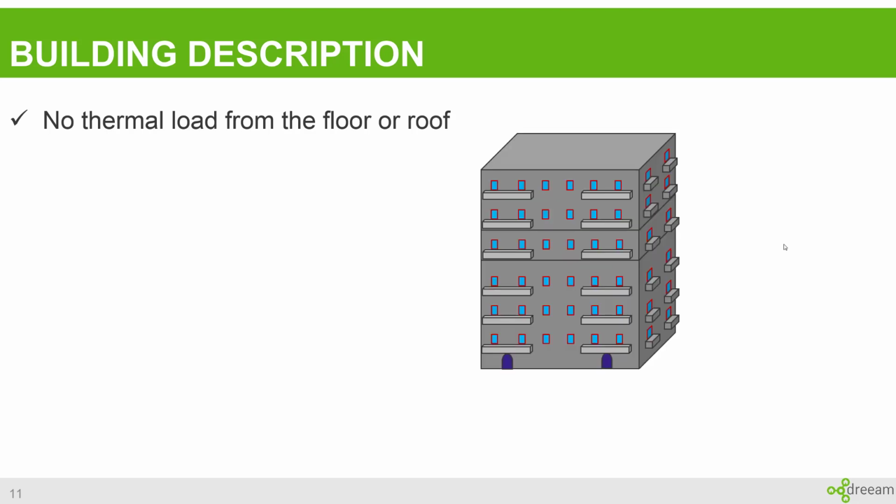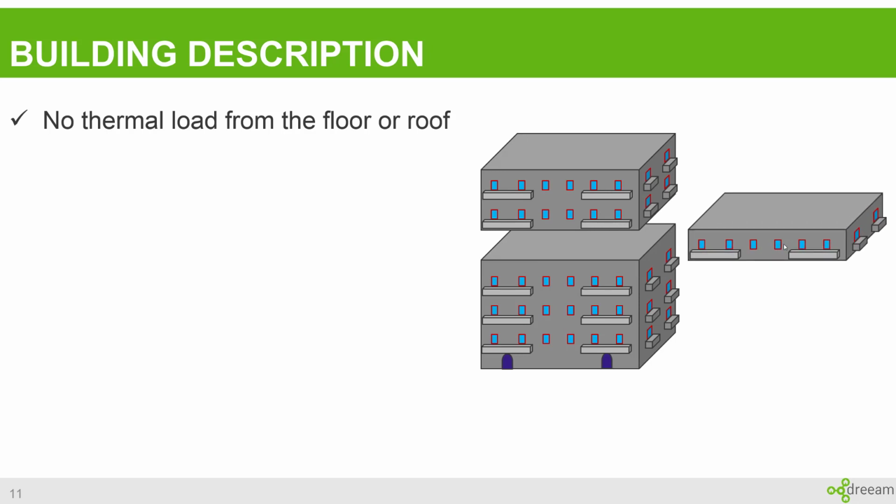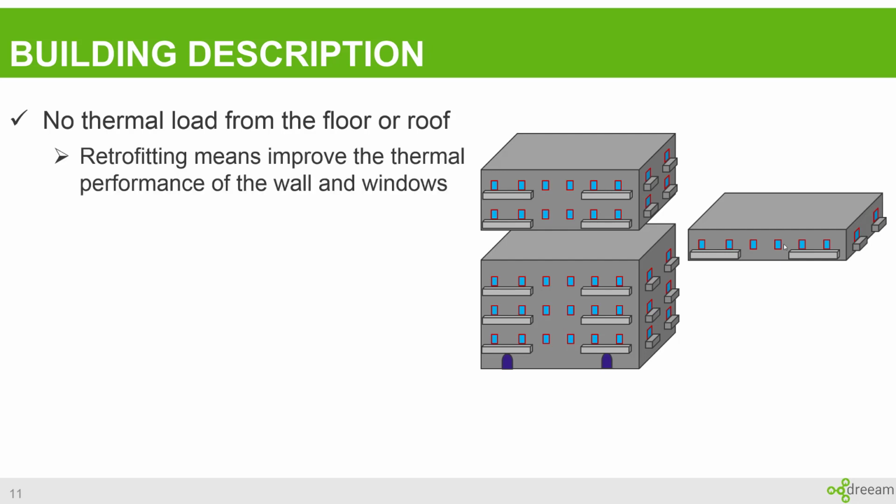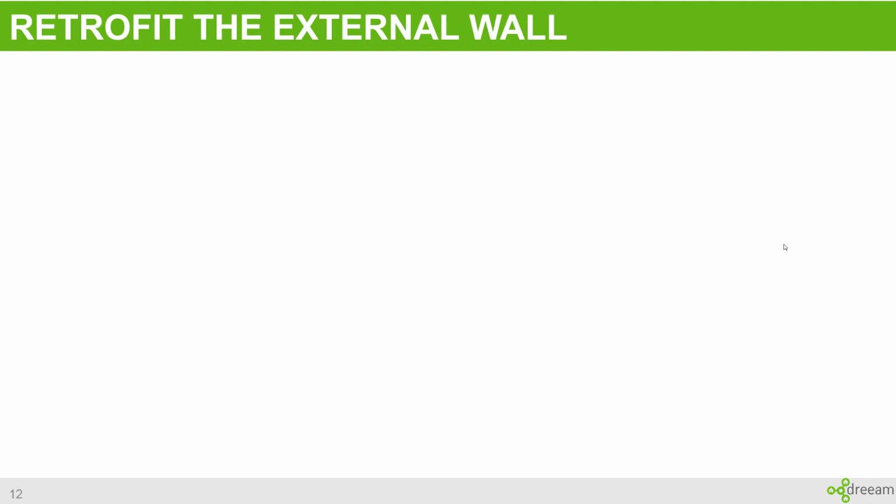First, we start by describing the building. There is no thermal load from the floor or the roof. This means that we are talking about an apartment located between two conditioned places. In this case, when we talk about renovating the envelope of the building, we mean improving the wall thermal quality and window thermal quality. So we don't talk about the roof or floor.